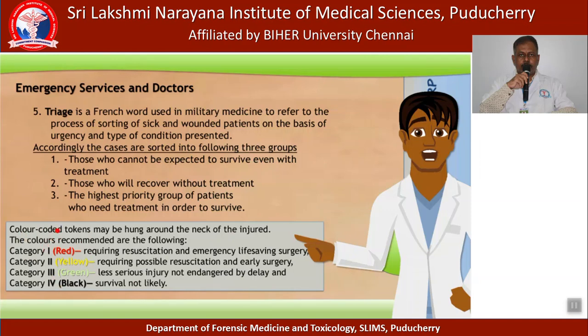We have an exercise here also, a psychodrama. We'll take it in the department. At least read the categories. The red category requires resuscitation and emergency life-saving surgery. Red tag: you have to tie it on the wrist. Yellow tag requires possible resuscitation and early surgery. The tags are visible, on the wrist or sometimes around the neck like a tie. Green category is less serious and can wait for some time, with no injury from the delay.